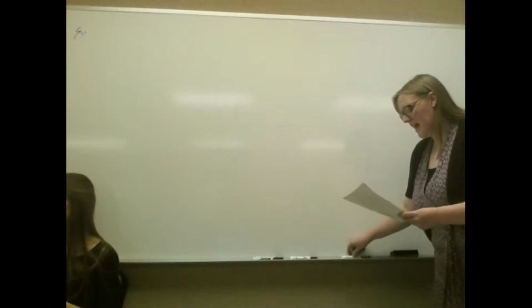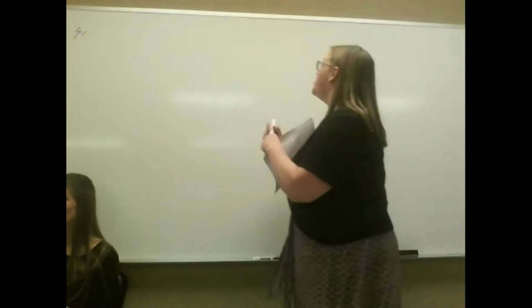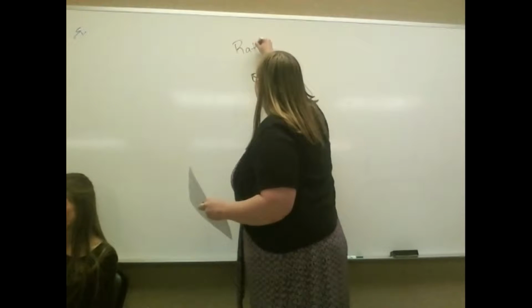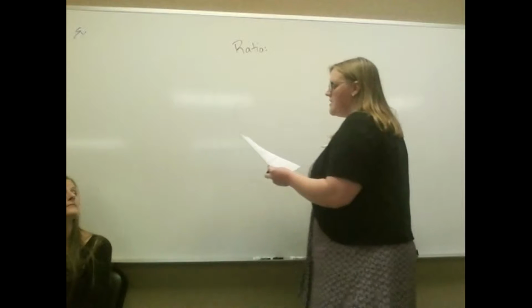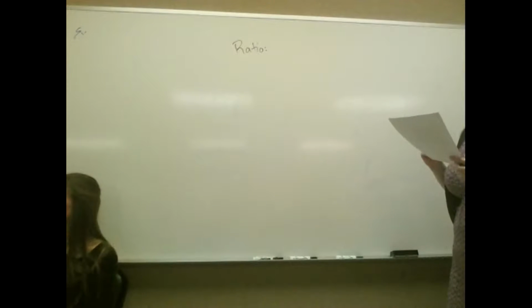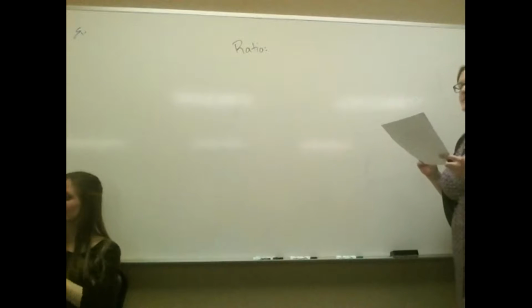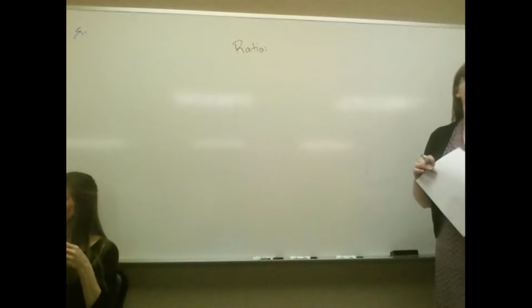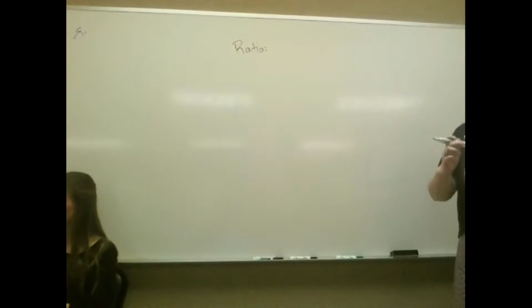So let's look at what a ratio is. All right. So a ratio is a fraction used to compare two measured quantities whose units are the same type. And that should be the first definition on your sheet.